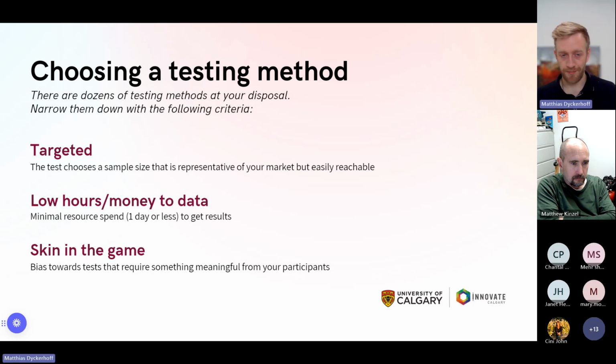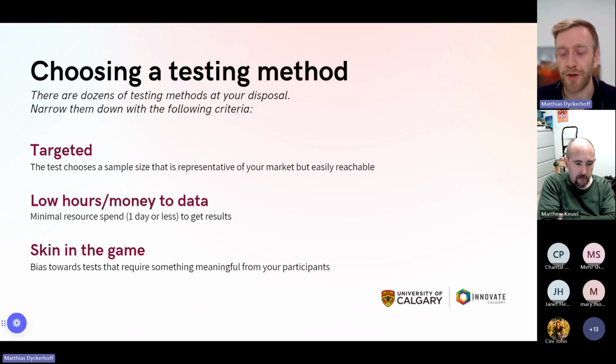The third one here is skin in the game. I think this is often overlooked with testing, but the quality of the data you get back depends heavily on how much you ask from your participants. So if you're sending out a survey and people say, yes, I would buy flowers from a local provider, that doesn't mean they actually will, right?